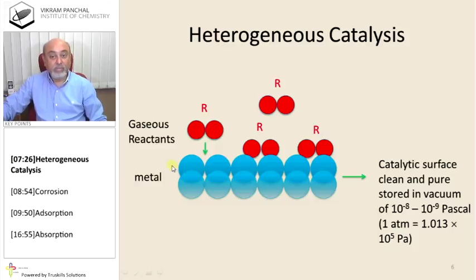Now, when there is a clean surface, all these reactants will reach the surface. Those that reach the surface will take part in the reaction. Those which are in the gaseous state in the vessel will not take part in the reaction. Why? Because they are far from each other. While the metal surface provides less space between them, and therefore the collision will be very fast.